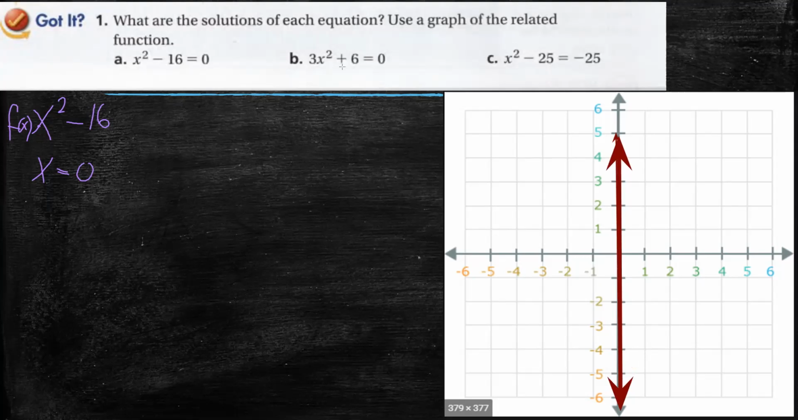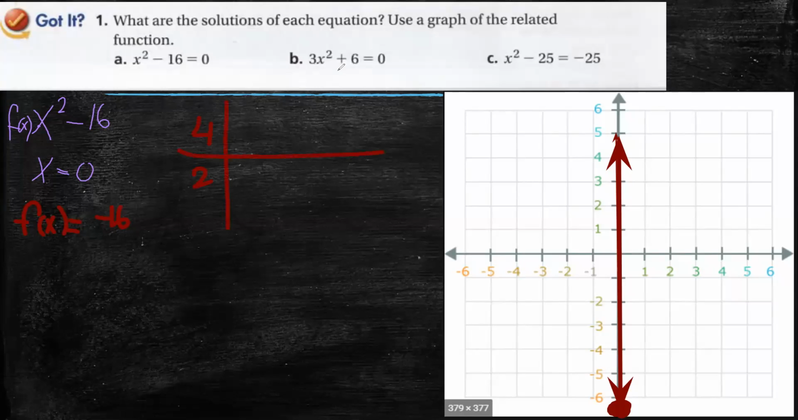Now I have to find the vertex. To find it, we have to evaluate at x equals 0. So f of 0 will be negative 16. So at point negative 16, imagine it is here, we have our vertex. Then we have to find any other points. Let's choose point 2 as an example.